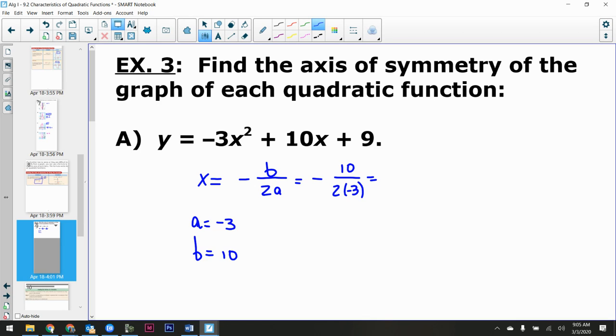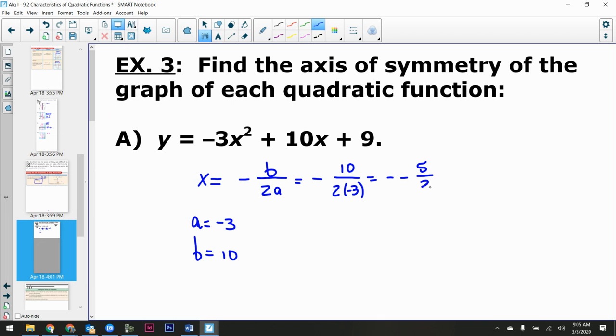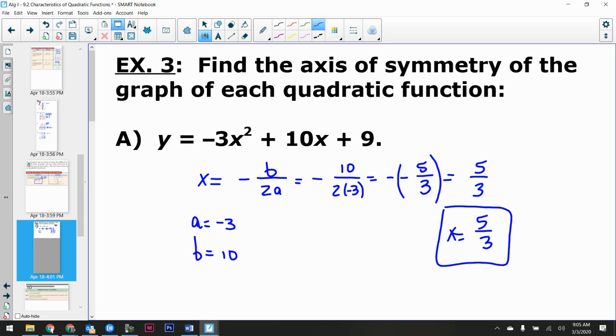Now follow me here. So that means it's negative, well, what is 2 times -3? -6. Let's put it as a fraction: -5/3. What happens to my 2 negatives? They cancel out to become a positive. So +5/3. So x equals 5/3. That's my equation of the axis of symmetry. You guys follow me there?